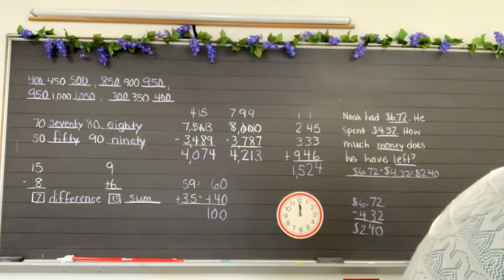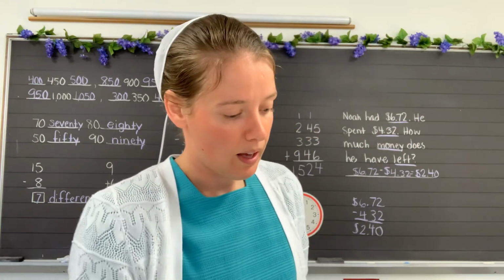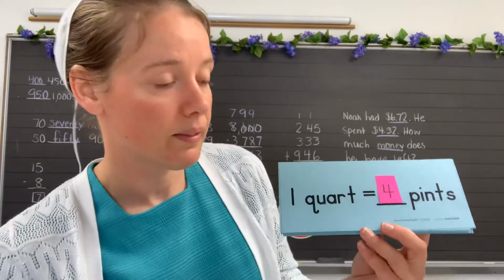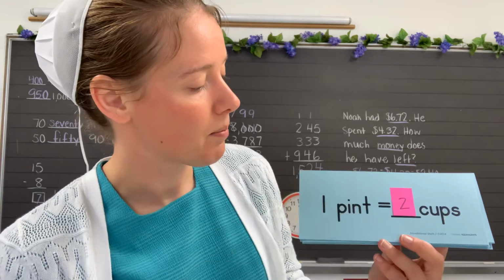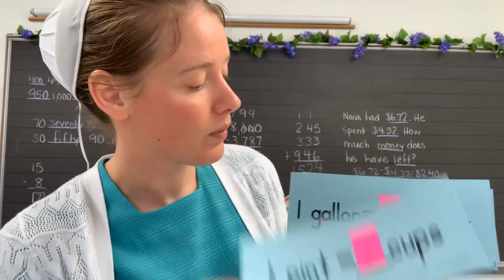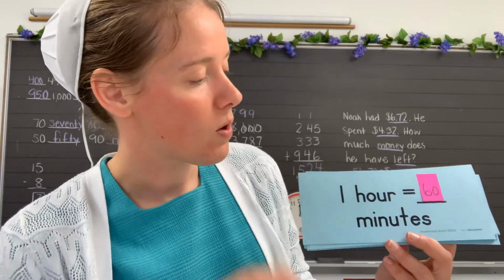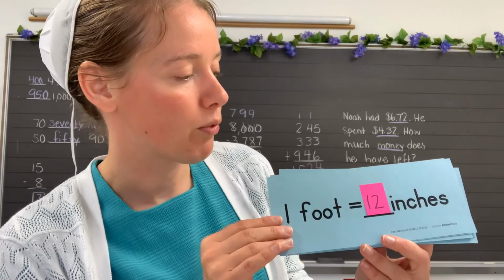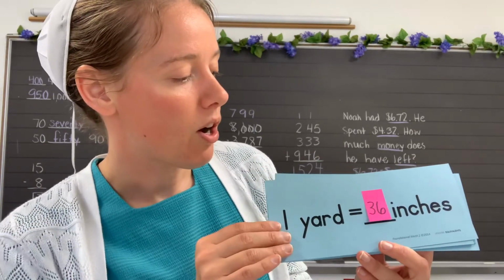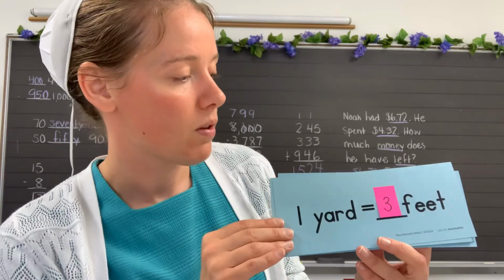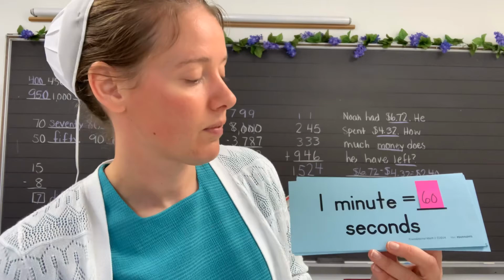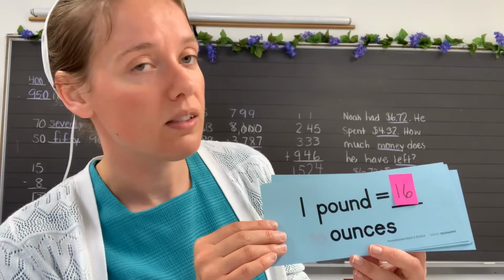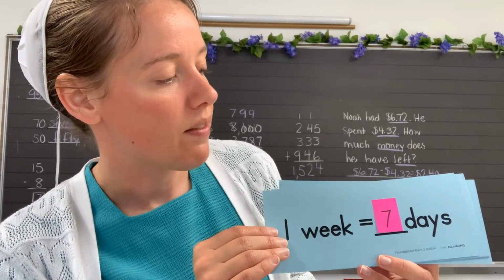Okay, we also have equivalents. We should probably go over those. Half a dozen is 6 things. 1 year is 12 months. 1 quart is 4 pints. 1 pint is 2 cups. 1 gallon equals 4 quarts. 1 hour equals 60 minutes. 1 day equals 24 hours. 1 foot equals 12 inches. 1 yard equals 36 inches. 1 yard equals 3 feet. 1 minute equals 60 seconds. 1 dozen equals 12 things. 1 pound equals 16 ounces. 1 week equals 7 days.